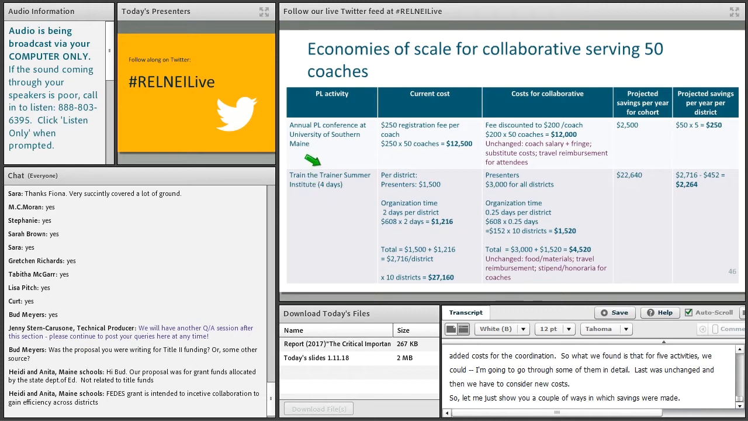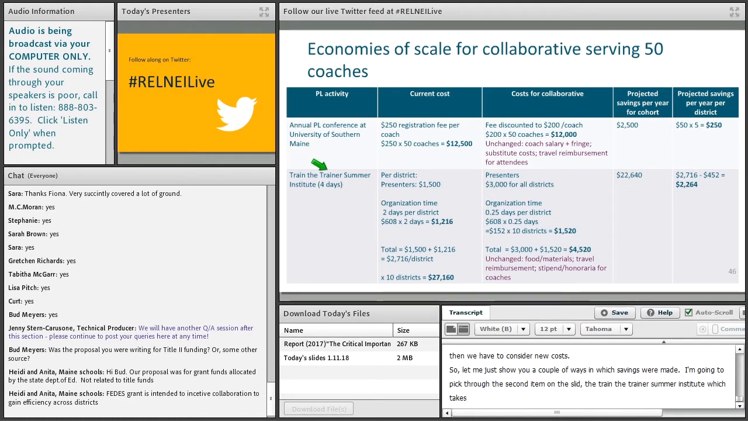I'm going to pick here the 2nd item on the slide, the Train the Trainer Summer Institute, which takes place for 4 days. And the first thing to say is that they expected the same number of people to attend in both situations, whether it was done by the individual districts or all the districts together. So here some costs would be unchanged, things like food and materials, travel reimbursement, stipends, and honoraria for the coaches. The thing that would change was the cost per presenter.